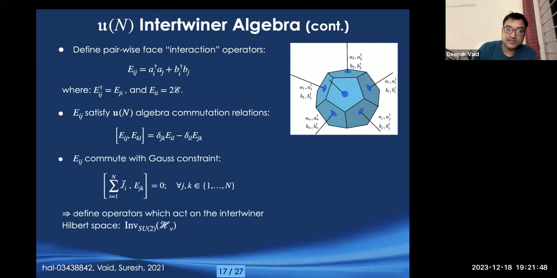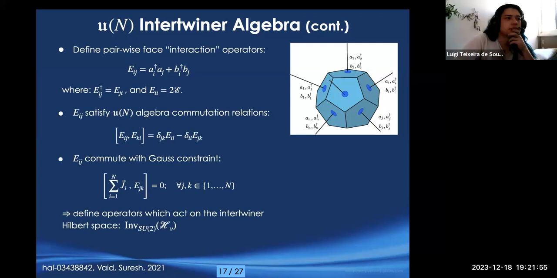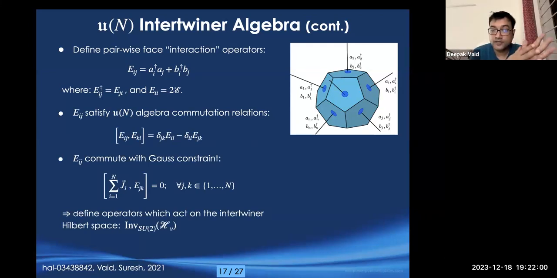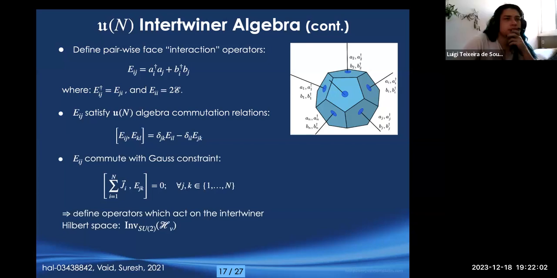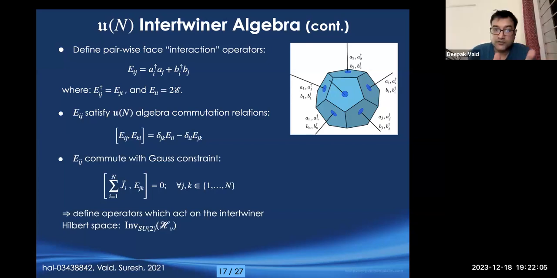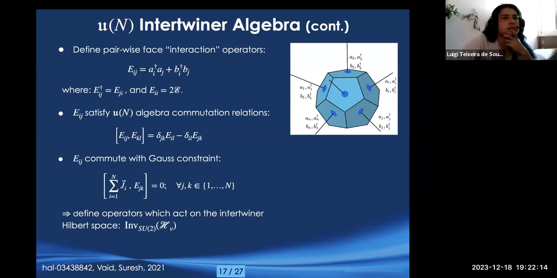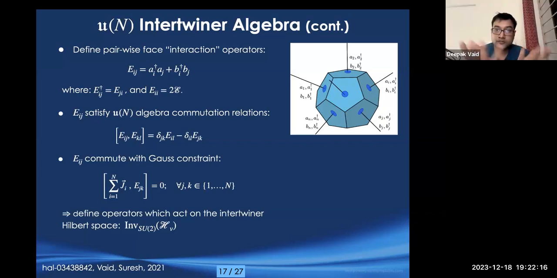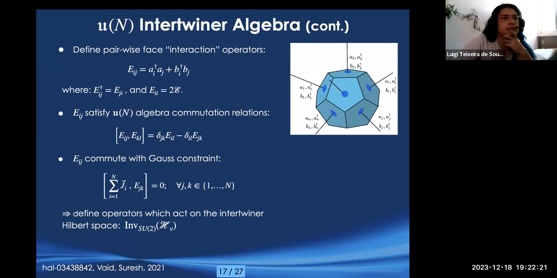And what is the nice thing about these operators? Why are these operators nice? You can construct lots of different kinds of operators, but you have this Gauss constraint. The Gauss constraint is basically saying that the sum of all the angular momenta adds up to 0. Without the Gauss constraint, you don't have a closed surface. You have an open surface.